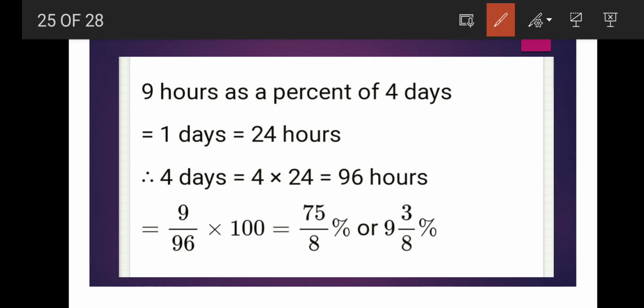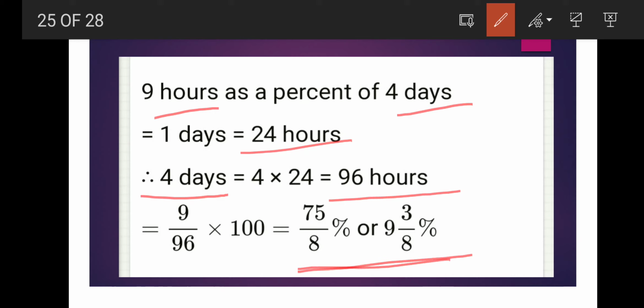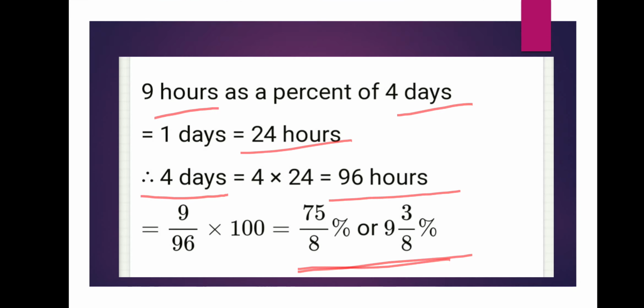Now next, 9 hours as a percent of 4 days. Here is hours and here is days. What will you do? You'll make the unit same. You know, 1 day is equal to 24 hours. So 4 days will be equal to 96 hours. So here 9 by 96 into 100 is 75 by 8. When you do the calculation, you will get this answer. It's very easy. Now you are enjoying, because you're getting the process also, correct steps also, no confusion. And then you can practice so many times, 2 times, 3 times, 4 times, according to your wish and according to your time.